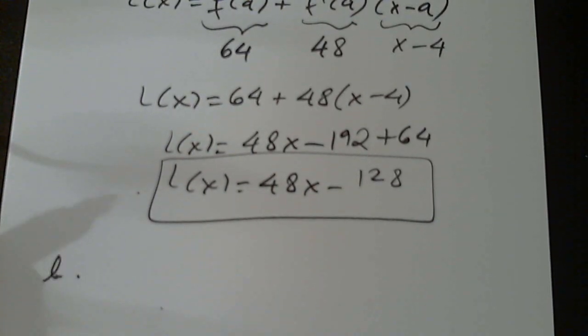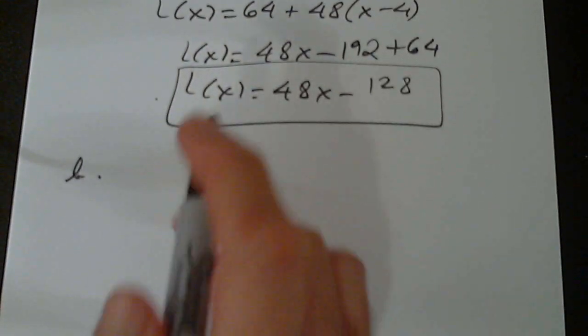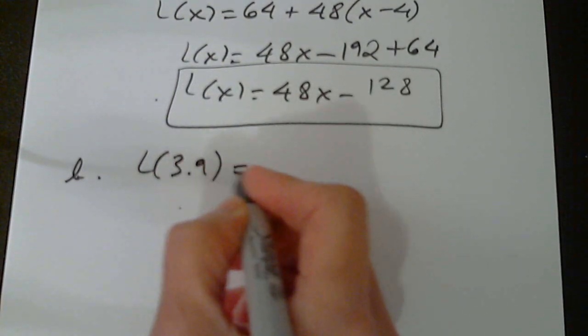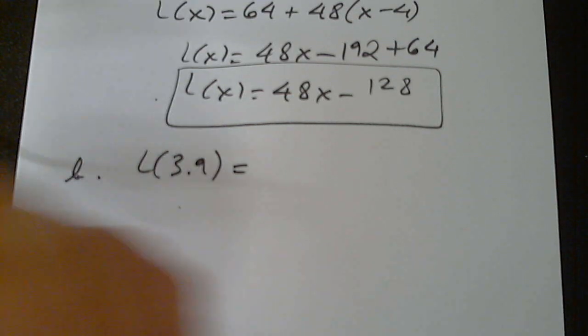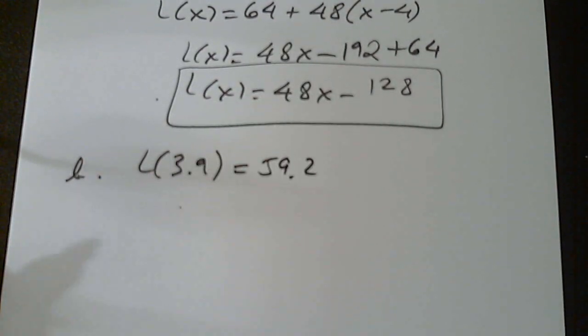Part B. Use the linearization to approximate 3.9 to the third, which means x is 3.9. So L of 3.9 is 48 times 3.9 minus 128. So this is 59.2.